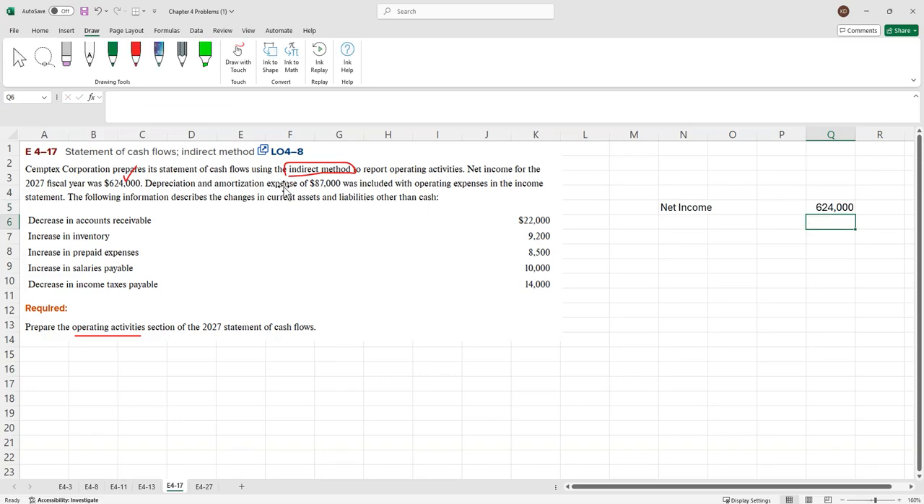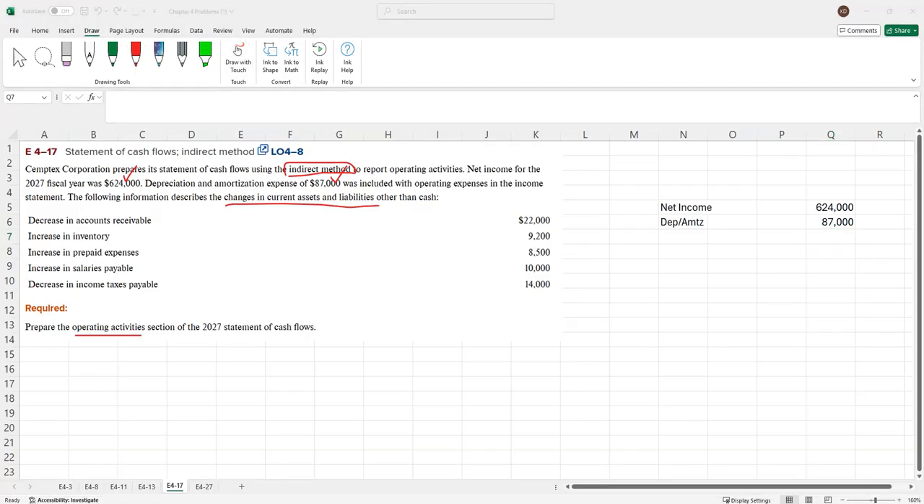Looks like depreciation and amortization of 87 was included with operating expenses, so that's going to be one of those non-cash adjustments. We're going to add back depreciation or amortization here of $87,000. That's great. We can put a little check mark here. And then what they give us are the changes in the current assets and liabilities other than cash. So we're going to look at these and follow along.